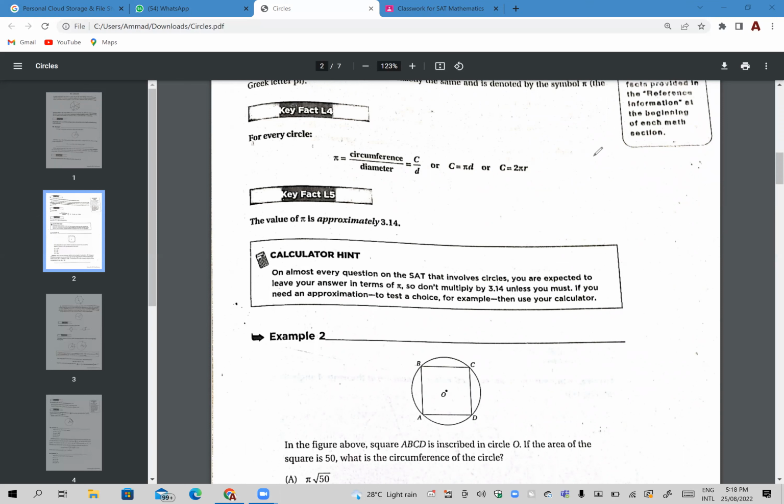We need to understand these formulas because diameter is twice the radius. So technically it's pi times diameter, which simplifies to 2 pi r. This is the formula for the circumference of a circle. What is circumference? The outer perimeter, the outer boundary of a circle.